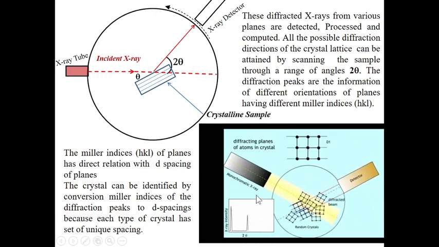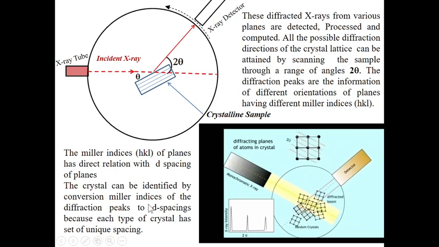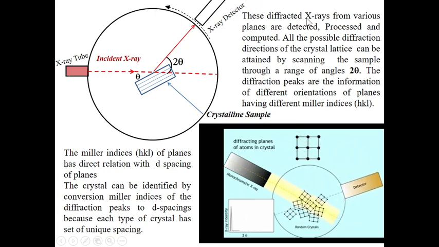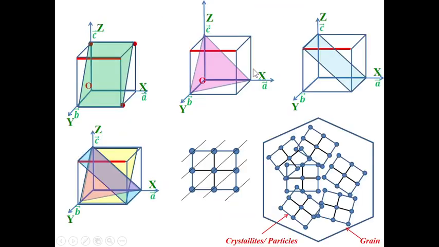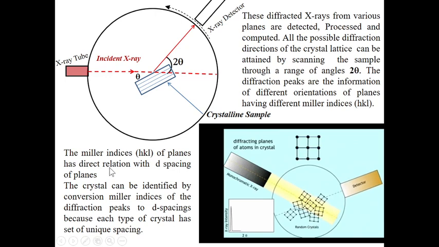I think the same thing has been written. You just write it down in your notes. These diffracted X-rays from various planes are detected. Here you can add two or three lines: when the X-ray is incident on the crystalline sample, it is diffracted from the various planes.